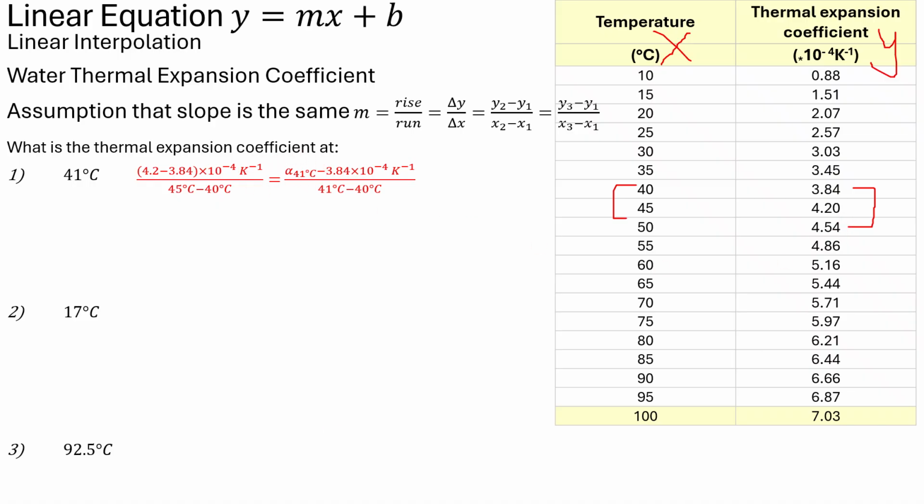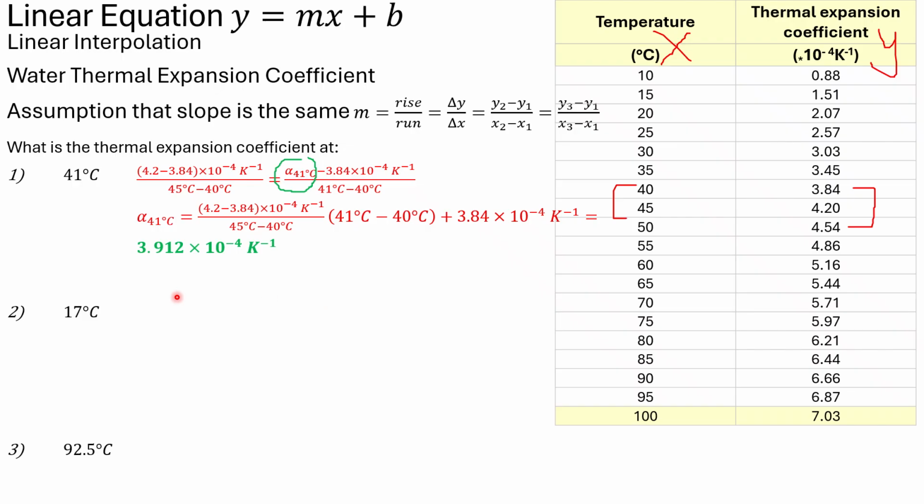And so what am I looking for? I am looking for this alpha value. I know everything else, so I can isolate that value. And so if I rewrite this equation, I have alpha is equal to this ratio that I know, that's right here, times this temperature difference, 41 degrees minus 40 degrees, just move over there, plus the thermal expansion coefficient at 40 degrees Celsius. So just rearrange that. And you can calculate, you get a value.